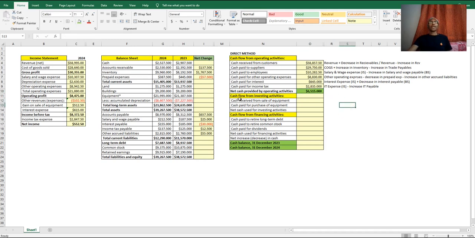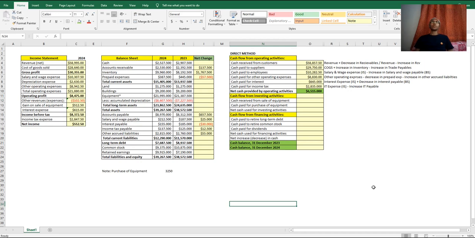Now we get into cash flow from investing activities. So this is basically divided into two parts: cash received from sale of equipment, cash paid for purchase of equipment. Now how do we measure both? Firstly, we find the historical cost of the equipment, then we find the selling price of the equipment, and we also adjust it for the depreciation.